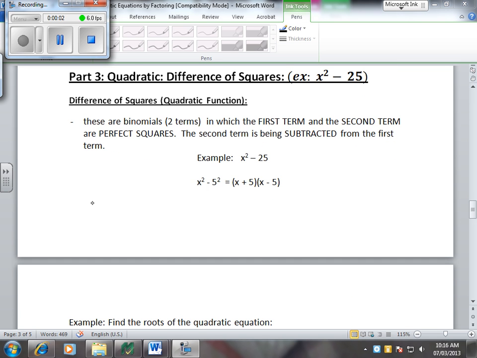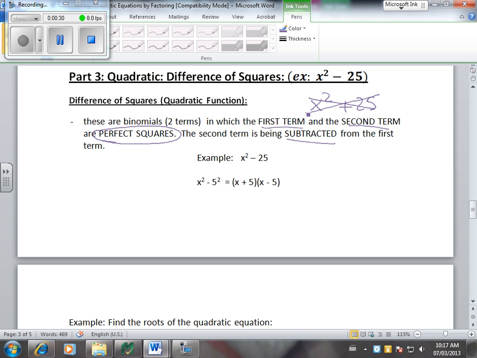Okay, so then let's look at if we have a difference of squares. And so again, the squares means perfect square. So the first term and the second term are what we call perfect squares. And the second term is being subtracted from the first term. So that's important too. Okay, if you have something like x squared plus 25, that is not a difference of squares. Okay, you need two perfect squares and a subtraction sign.